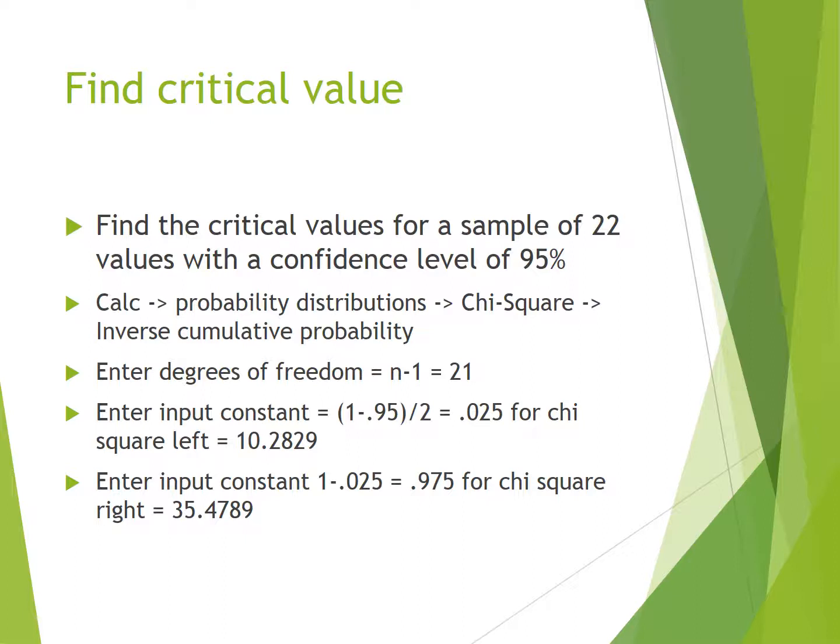Then you have to go back again to Calc, Probability Distributions, chi-square. This time we input what's to the left of chi-square right. If we had 0.025 to the right, 1 minus 0.025 is 0.975. That's what's to the left of chi-square right. When you put that in and click OK, it tells you chi-square right is 35.4789. I think it's best if you stop the lecture now, write this example down, and then go to Minitab and make sure you can get these values while it's fresh in your mind.